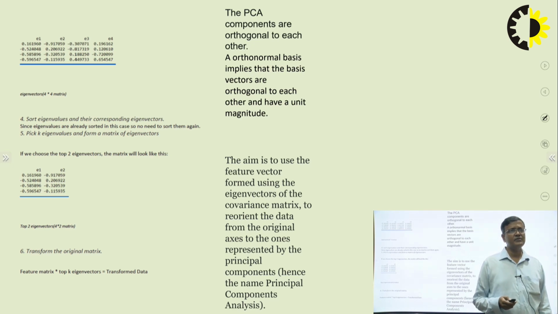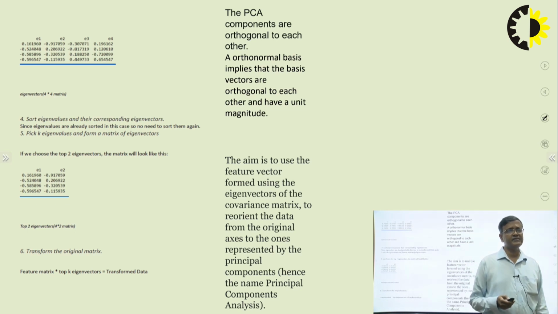After getting so, what we have to do is sort the eigenvalues and their corresponding eigenvectors. Since the eigenvalues are already sorted in this case, no need to sort them again. And we have to pick the k eigenvalues, so we will pick the first 2 eigenvalues and form a matrix of eigenvectors. So if we choose the top 2 eigenvectors, the matrix will look like this, comprising 2 columns E1 and E2.